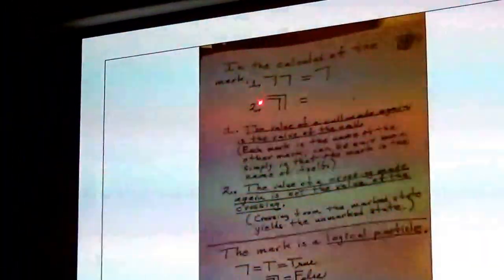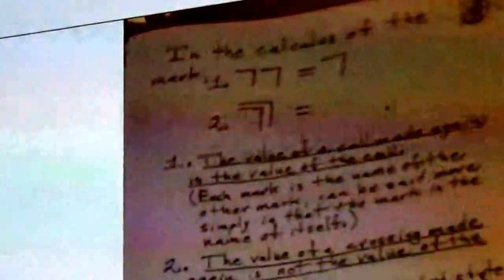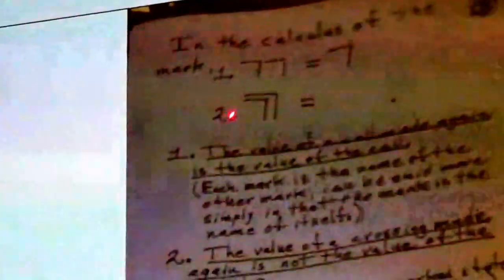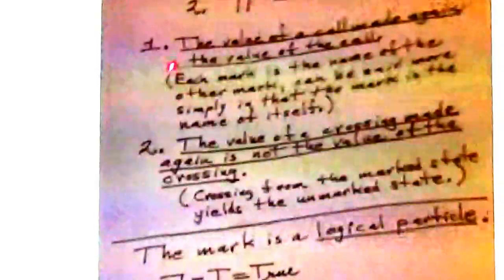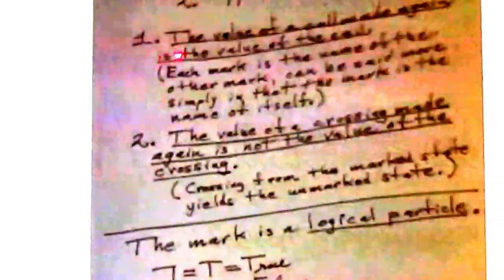Now, in the calculus of the mark, there are two equations. The mark next to the mark is equal to the mark, and the mark over the mark is equal to nothing. These are understood in the following way. The first one is said: the value of a call made again is the value of the call.